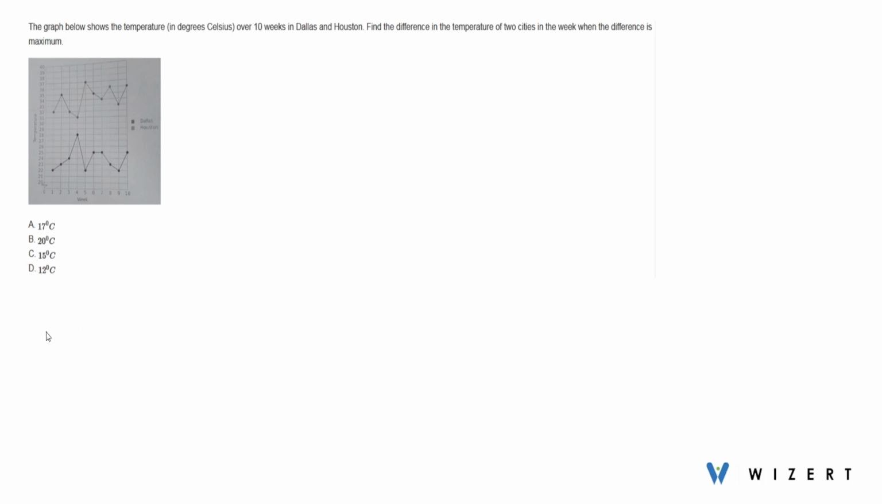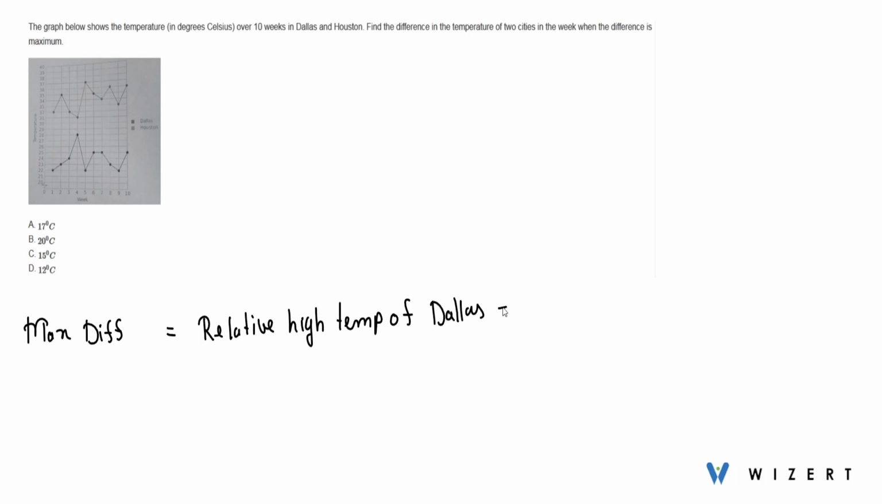So maximum difference will be equals relative high temperature of Dallas minus relative low temperature of Houston.